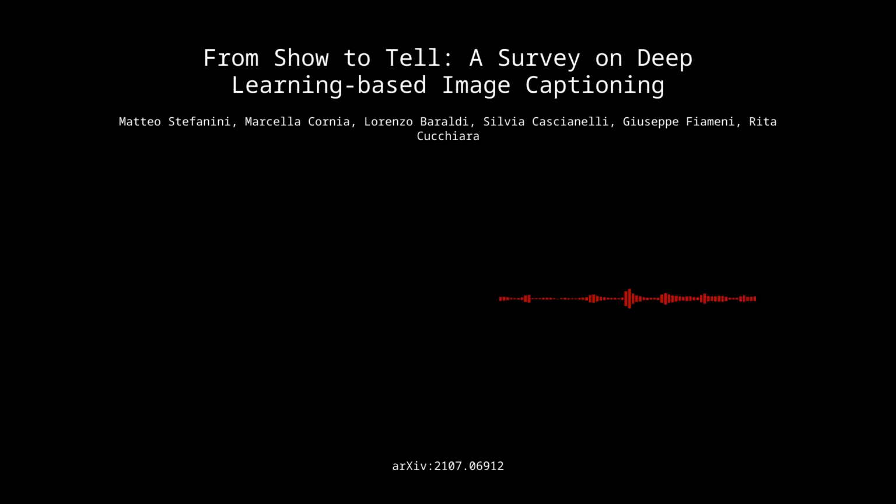Large-scale pre-training, what's that? So instead of training the model from scratch on a specific image captioning data set, you first train it on a massive data set of images and text, like stuff scraped from the internet. So you're giving the AI a huge amount of general knowledge about the world before you even start training it on the specific task of image captioning.